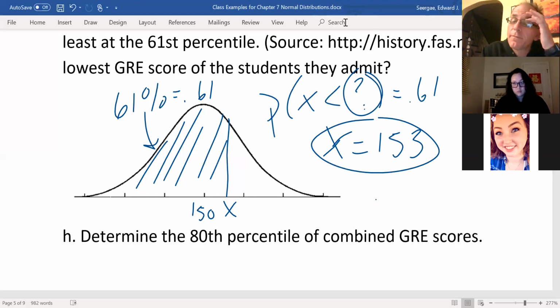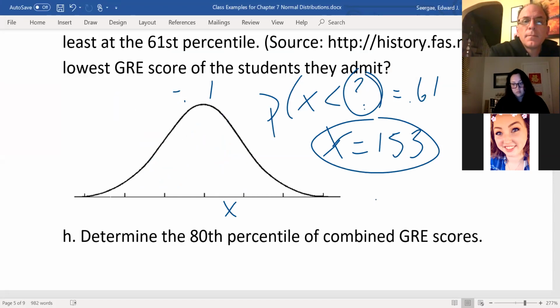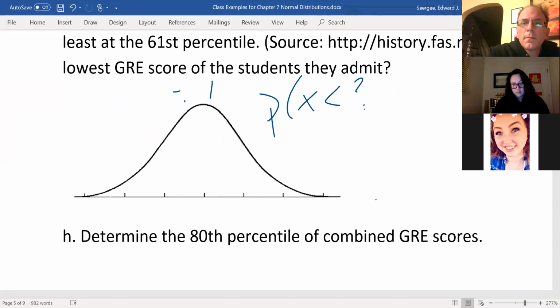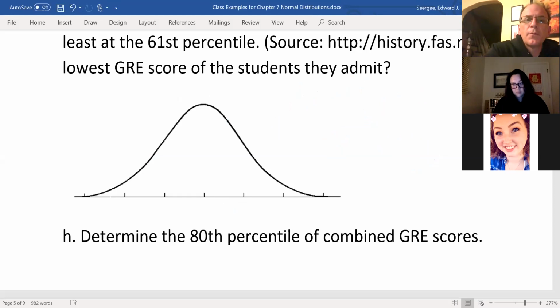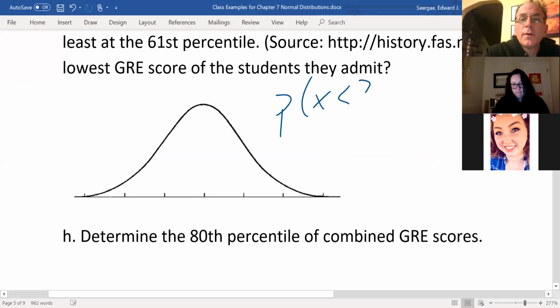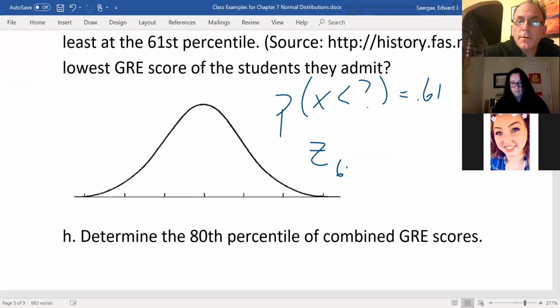The first thing we're going to do is find the z-score that matches up for 61%. This is a little more complicated, which is why if you have StatCrunch, I recommend using StatCrunch. So we want to find the probability that x is less than what value is going to be equal to 0.61. Well, first of all, we're going to find the z-score that matches up with that. So the z of the 61st percentile is going to be equal to something. Let me show you how we find that.